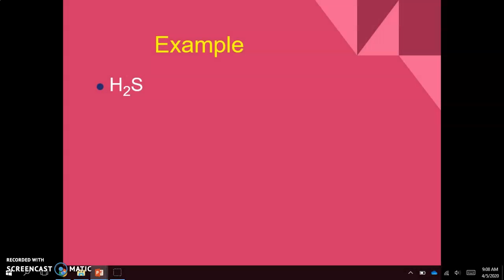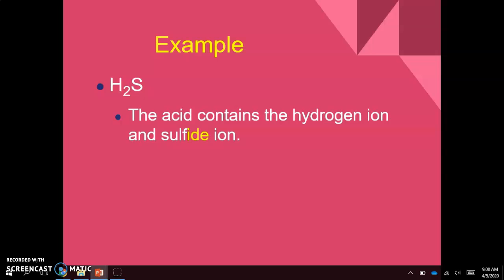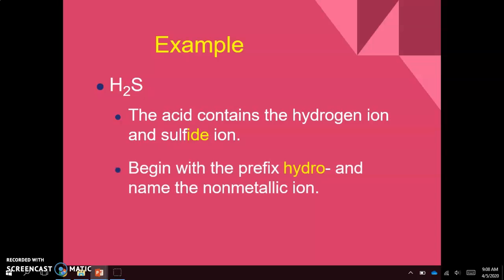Here we've got hydrogen attached to sulfur, which is going to be your sulfide anion. Remember, we know that IDE becomes an IC, but with sulfur it's a little bit different. We're not going to say sulfic acid. We're going to add a UR as well. There is no oxygen, so we start with the hydro prefix, so we start with hydrosulfide, but we don't say sulfic.